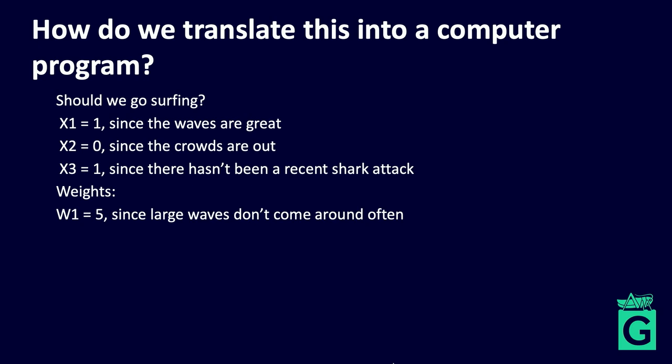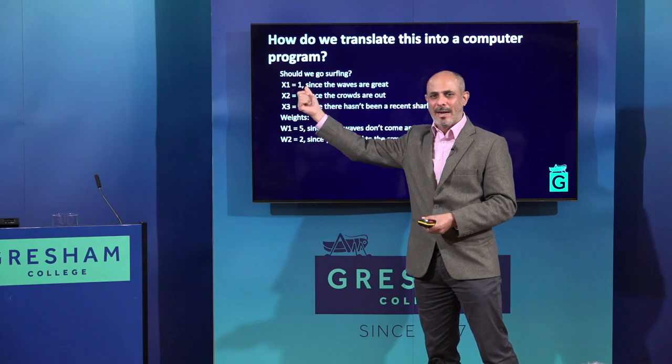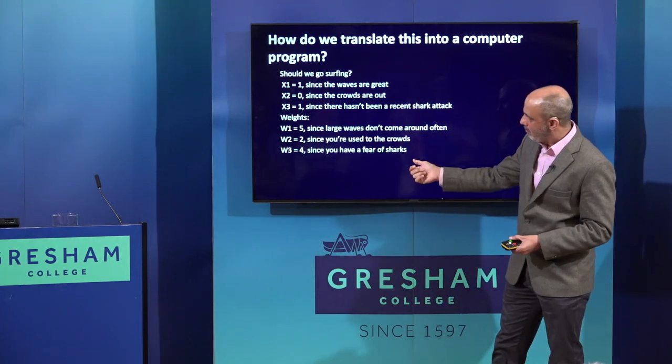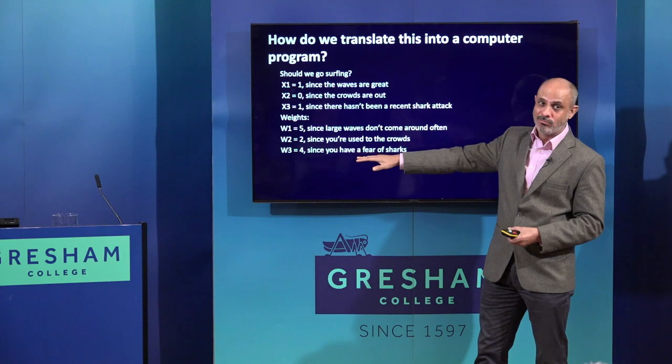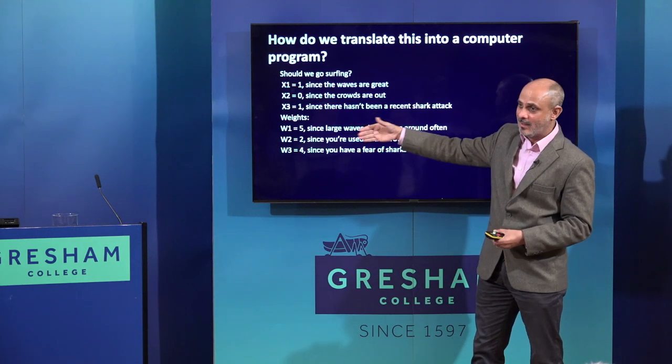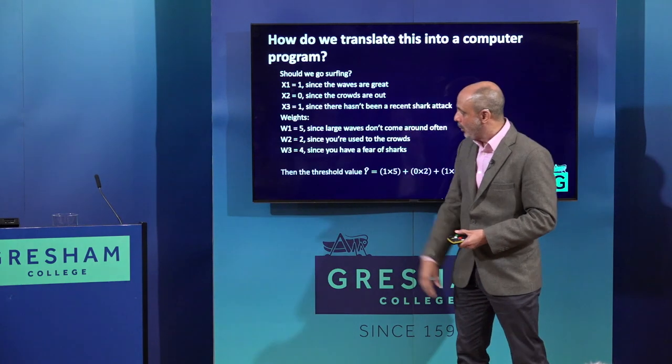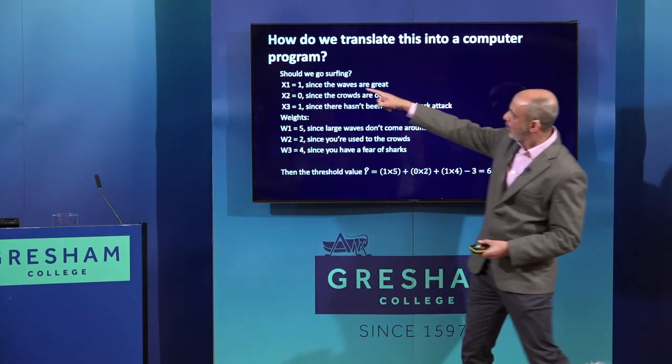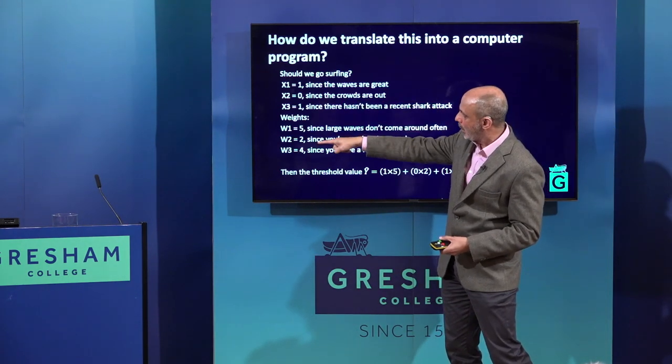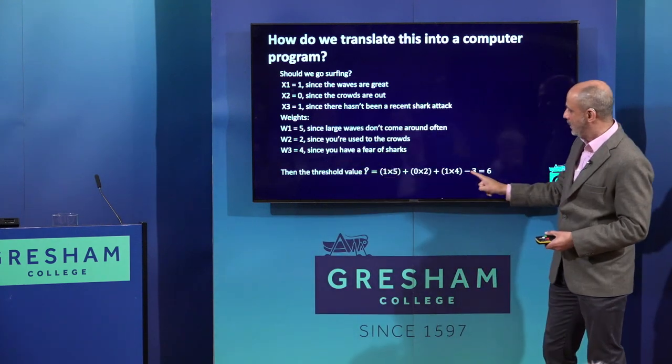So what would it be? Maybe the first one is the highest weight. You give it a weight of 5, because you say, good waves don't come around often. You really want to be out there if there's a good wave. Second one, you're used to the crowd, so there's not much of a weight on the second one. And third one, yeah, you have a fear of sharks, so you put that as a second important weight for you. So you compute the threshold value, which is 1 times 5 plus 0 times 2 plus 1 times 4. Subtract the bias.